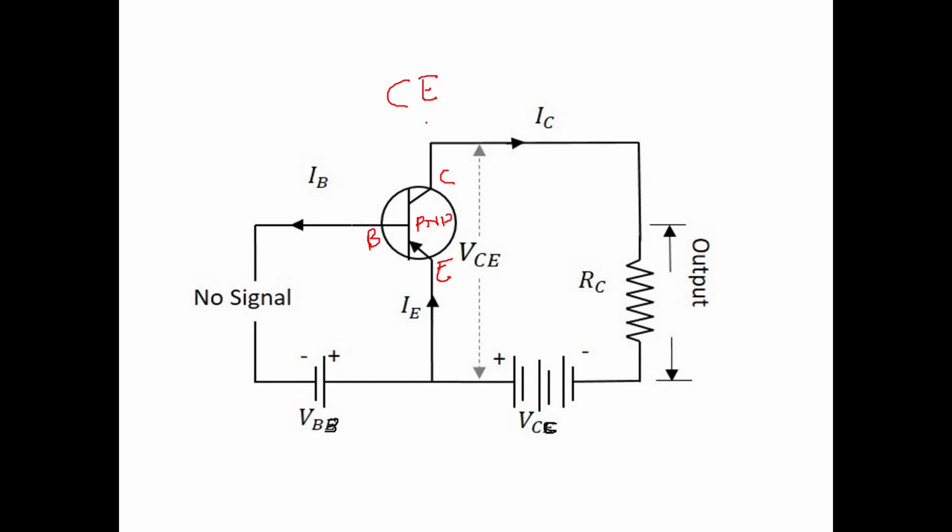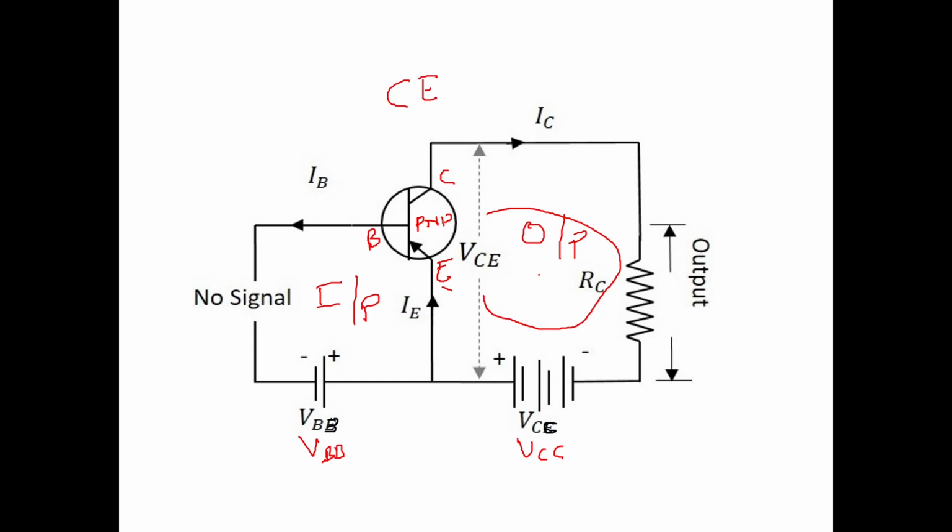Okay. We can have common base, common collector and common emitter. Now here we are taking common emitter configuration. So here you can see the emitter is common to both the input and output circuit. This is your input circuit, and this is your output circuit. Now the voltage applied at the output is VCC, and the voltage applied at the input is VBB.